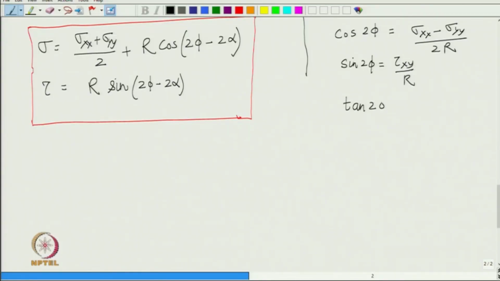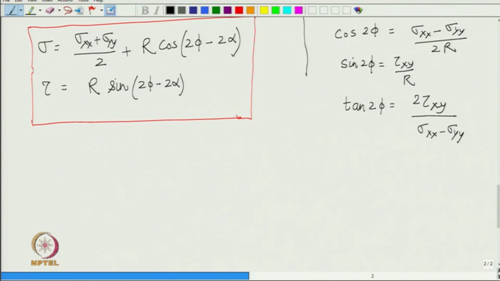Tan of 2 phi is then simply tau x y twice of it divided by sigma x x minus sigma y y. So, you see, you start with a sigma matrix of that given form, and then you have to find out the sigma and tau on a plane which is rotated by alpha. So, with this sigma matrix you first find out phi, the angle phi, using this formula that tan 2 phi is equal to 2 times tau x y over sigma x x minus sigma y y.